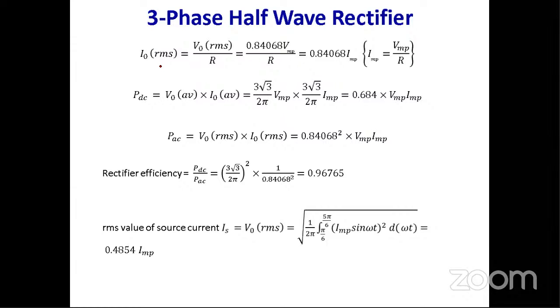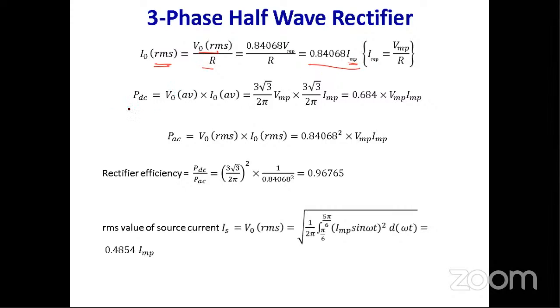Why are we calculating IRMS? Because IRMS, as all of you know, is the output RMS voltage divided by R. So this is 0.84068 I_MP. MP here denotes the maximum value of the phase current.